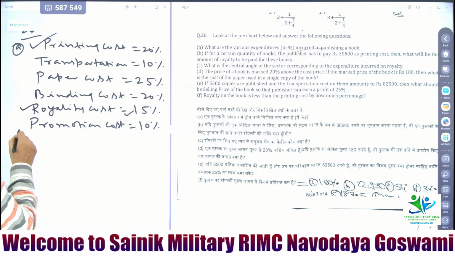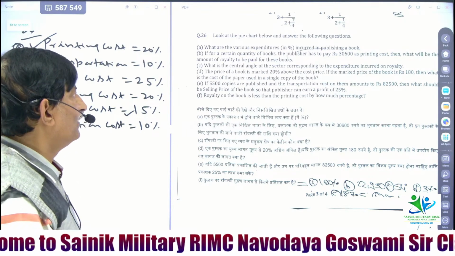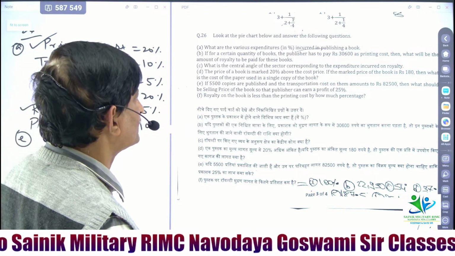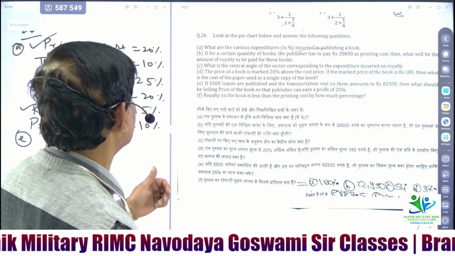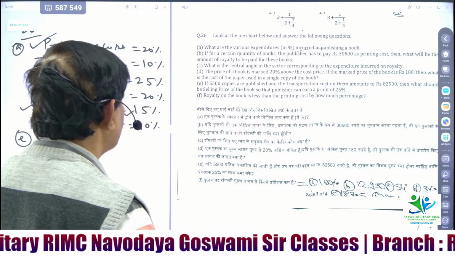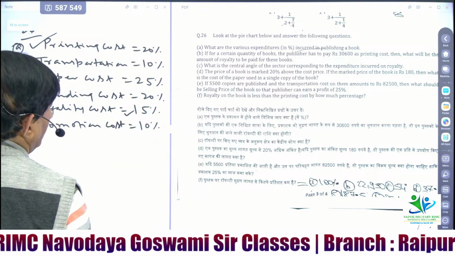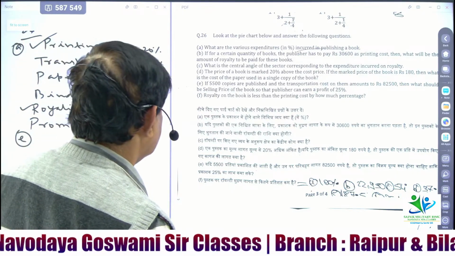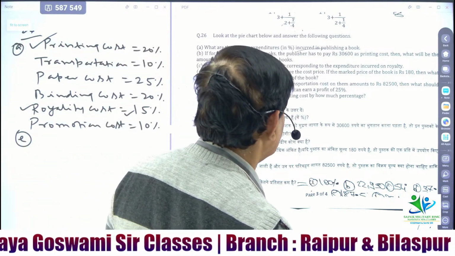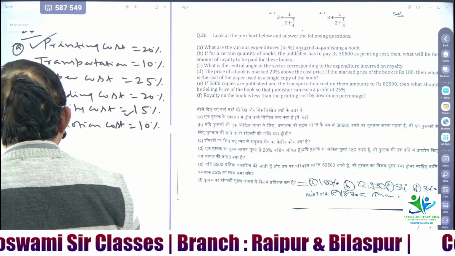Total number of books is 5,500 and transportation cost is this. What should be the selling price of the book? Selling price of the book.